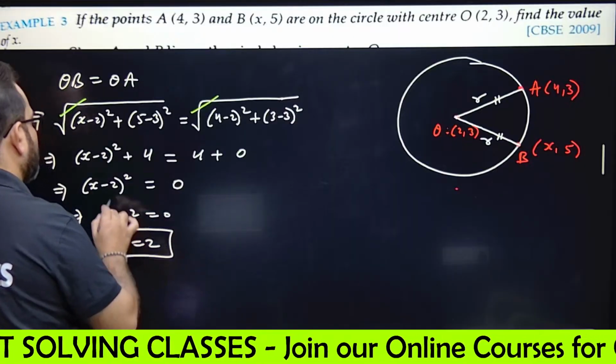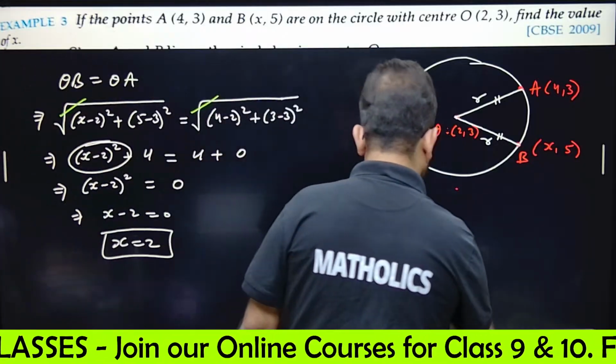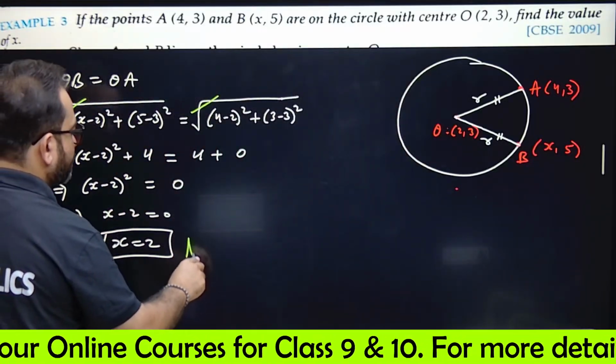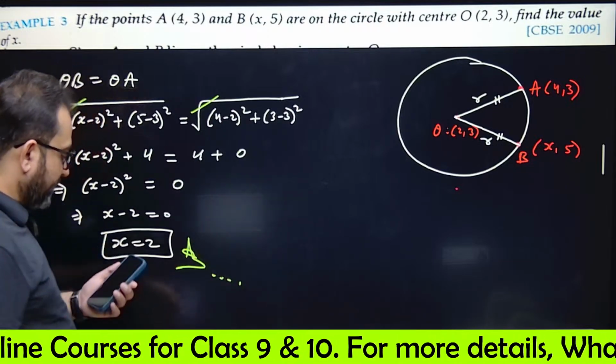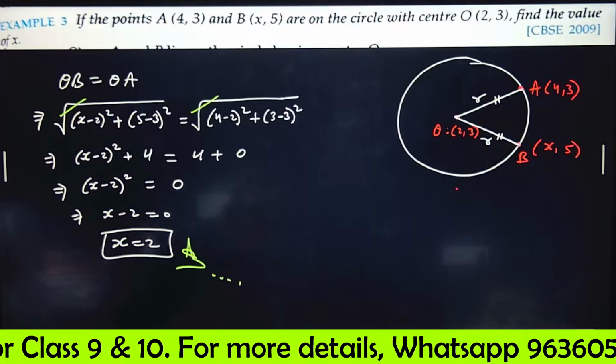Simple. Don't open this in a hurry, you have to wait and see. So (x minus 2) whole square is 0, so x minus 2 is 0, and x equals 2. Copy it. I'm giving you 1 minute.